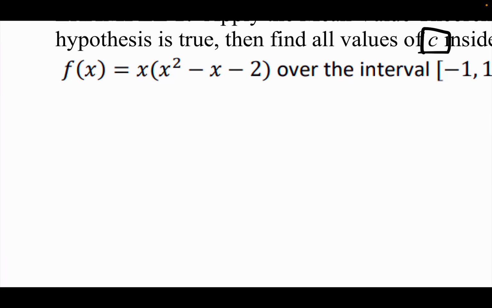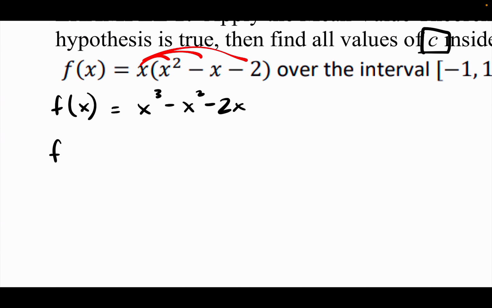I'm going to distribute first, just because I don't want to use the product rule. So I'm going to distribute before I do the derivative. I think it'll make everything a lot easier. Oops, that's not the derivative, that's f of x. So now the derivative: 3x squared minus 2x minus 2.